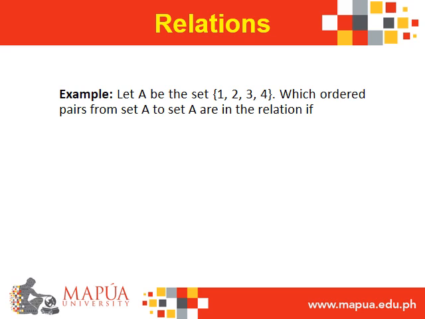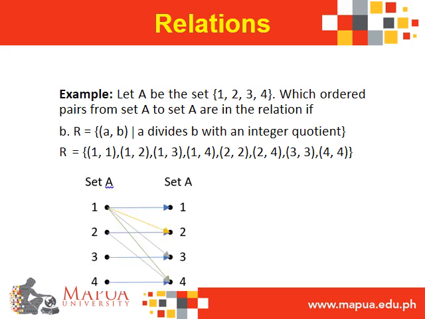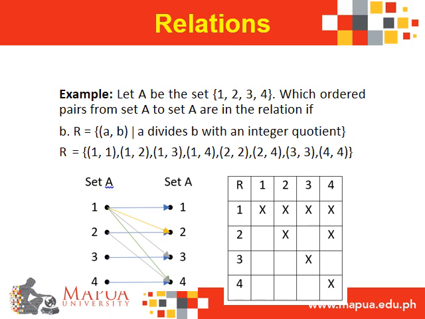Let's evaluate that same example, set A containing values 1 to 4, and this time form the relation whereby element A divides element B with an integer quotient. Therefore, the following ordered pairs can now be created: 1,1, 1,2, 1,3, 1,4, 2,2, 2,4, 3,3, and 4,4. If we illustrate this relation graphically, it would appear like this. And if we tabulate our relation, it would now appear like this.